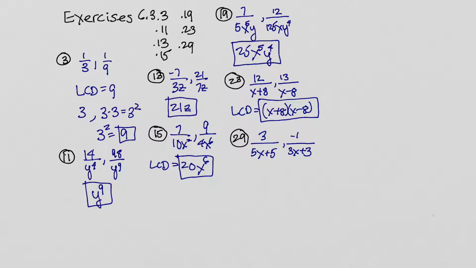So in number 29, to get the LCD of these two fractions, let's factor these denominators. We'll get 3 over, let's take a 5 out, we're left with x plus 1. And in the second fraction, we've got negative 1 over 3 times, take the 3 out, x plus 1. Now what we can see is that our LCD is going to be the smallest number that 5 and 3 both divide into. That's 15. And then we've got this x plus 1 and an x plus 1. It appears twice, but it's just to the first power. So we're going to have 15 times x plus 1. There's our LCD.